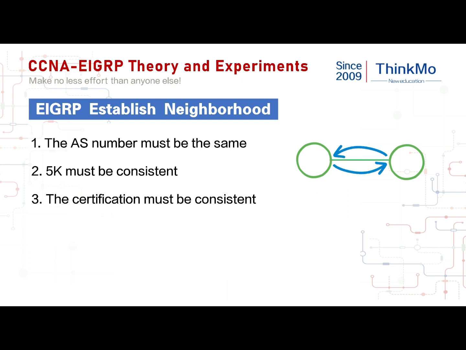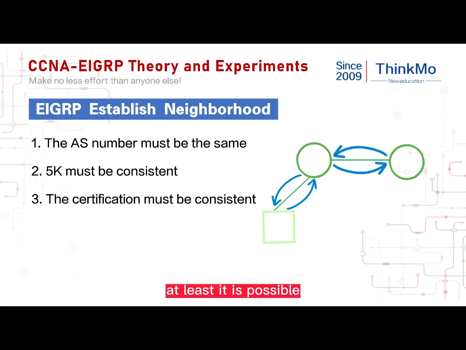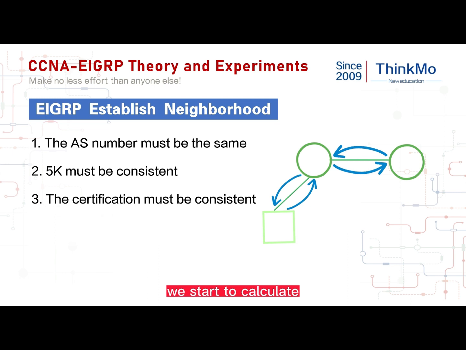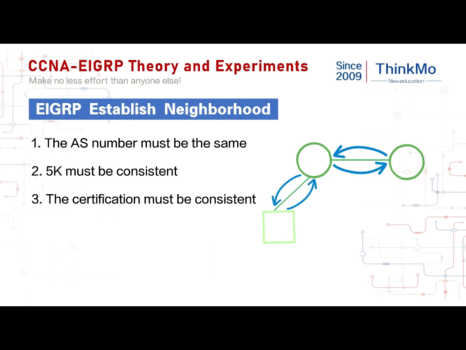So why do it? For example, I have a hacker. I can simulate a hello message, then I send you a message. I can pretend to build a neighborhood with you. You can tell me your information. Then I can know the overall information of your network now. At least it is possible to calculate the network topology. There is no problem, now I will establish a neighbor relationship with you. We start to calculate, because in the future we learn the overall network topology. We are going to calculate the root ourselves. Then the overall topology, I can learn. So you will find I can break into you.